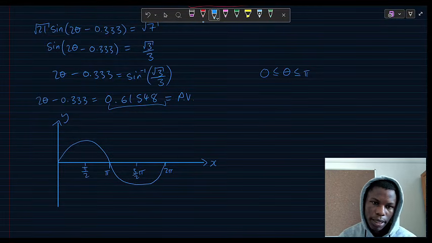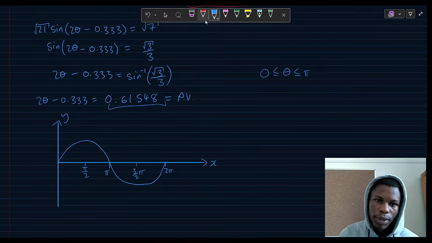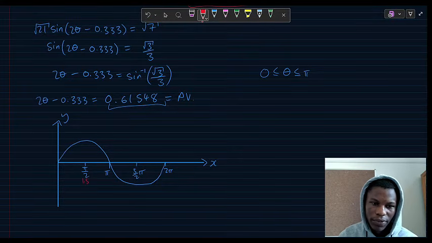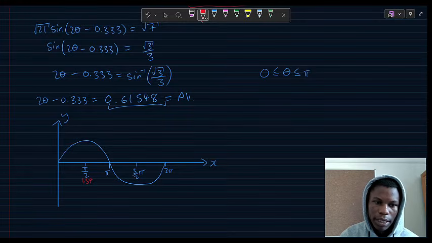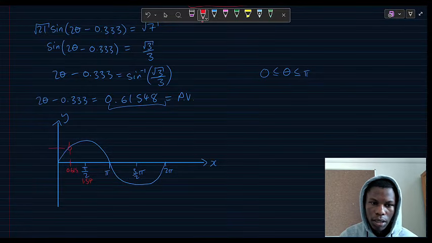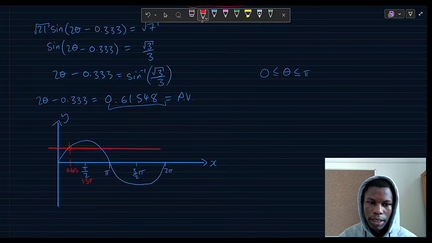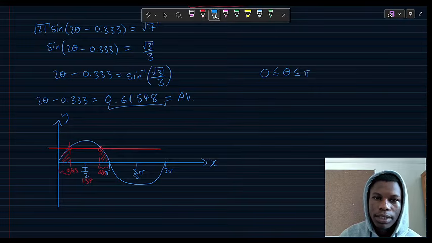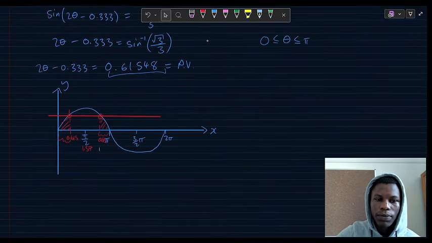Our solution there is 0.61. Pi over 2 is roughly 1.57. So 0.61 is to the left, maybe somewhere here, 0.615. So I can tell that I should have another solution somewhere here. By symmetry, if this distance here is 0.61, then that distance there has to be 0.615 as well. So if I want that solution there, that's just going to come from subtracting from pi.